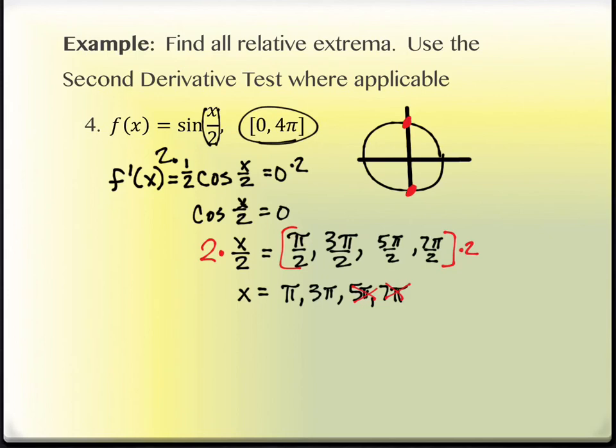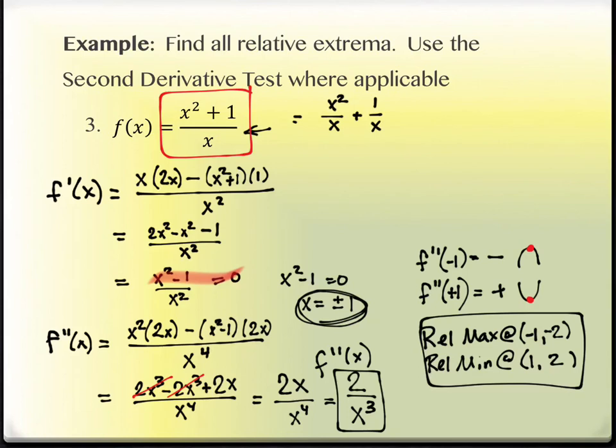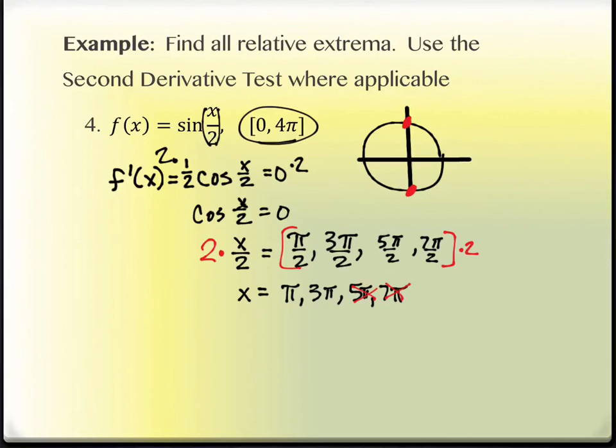All good? Okay. These are the two values that at the very end, like over here, I'm going to test inside of the second derivative. I'm going to test pi and I'm going to test 3 pi. But in order to get to that point, I now need to find the second derivative. So we're going to do that. Our second derivative.